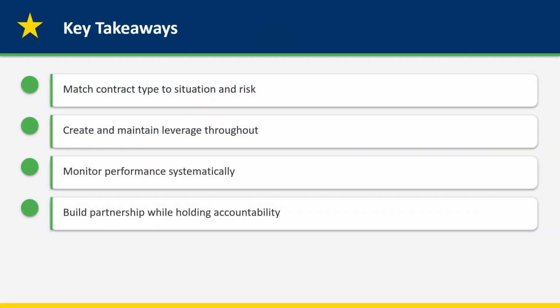Let's summarize. Match your contract type to the situation and risk profile. Fixed price for defined scope, T and M for flexibility. Create leverage through contract terms, payment structure, and alternatives. Maintain it throughout the engagement. Monitor vendor performance systematically against SLAs and quality standards. And balance partnership with accountability. Treat vendors well, but hold them to their commitments.